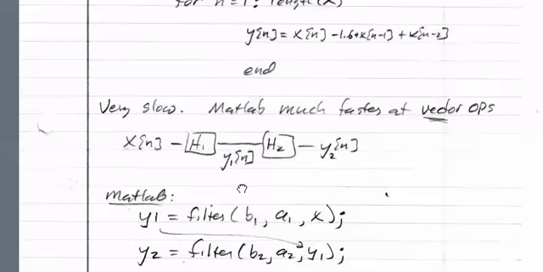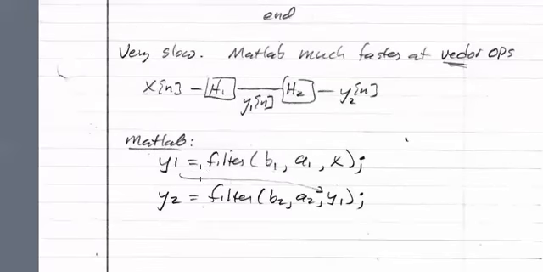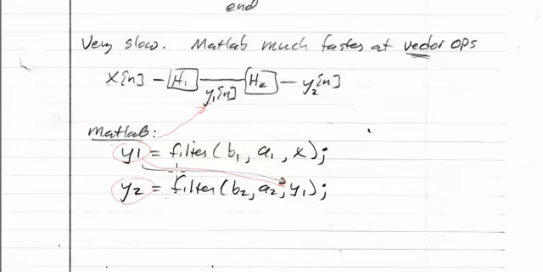So in MATLAB, the way we do this very quickly is, this is still doing a cascade. We'd apply the first filter, and that generates Y1, and we use the filter command. We give it the B and the A coefficients, and X is the input data, and the output is Y1. And then we feed this output into the filter command with B2 and A2, and that gives us the overall output. Okay, so that's how to implement a cascade.